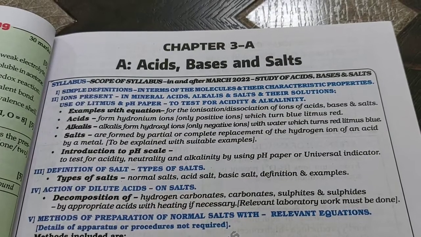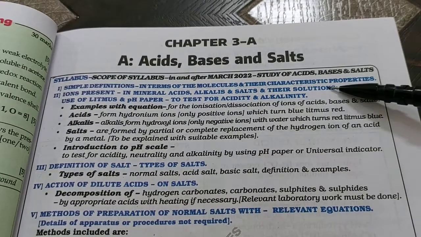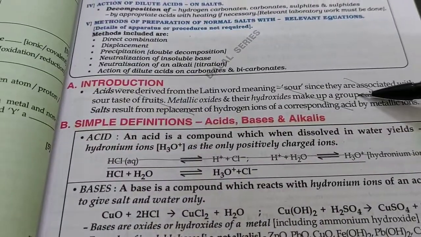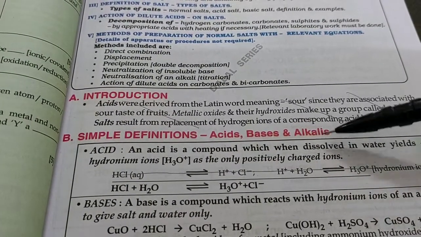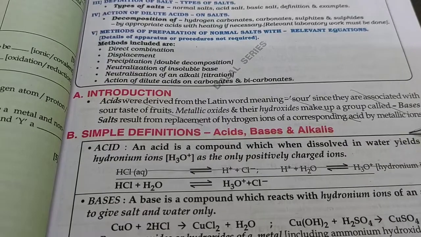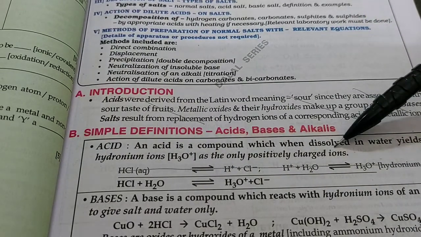10th standard ICSE Chemistry, Chapter 3A, Acids, Bases and Salts. Definitions. Acid: an acid is a compound which, when dissolved in water, yields hydronium ions as the only positively charged ions.